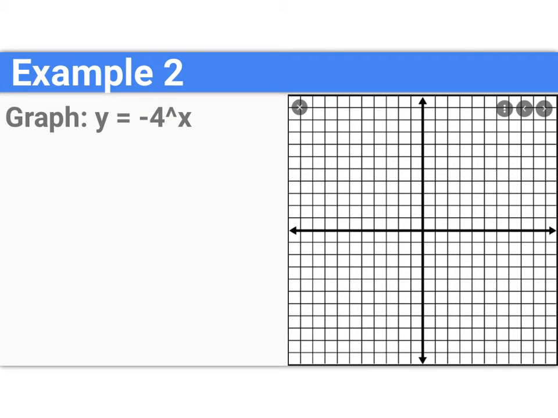So example 2, y equals negative 4 to the x power, where your a is negative 1 and your b is 4. And let's graph this one. And you're going through 0, negative 1. And this is what your graph is going to look like. Remember, when a is negative, your graph points down.